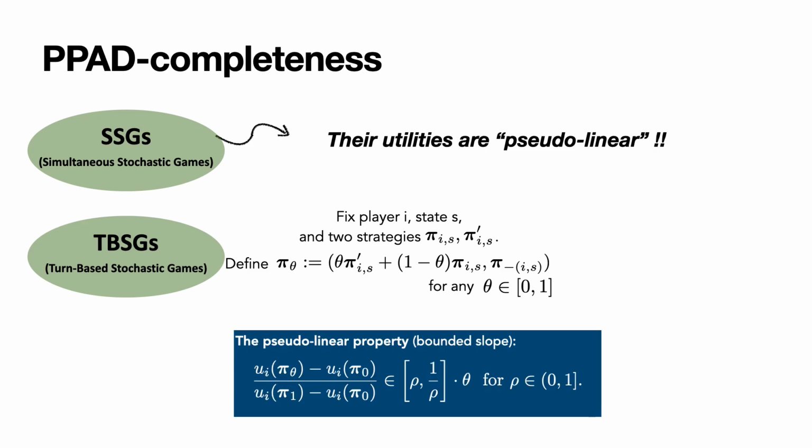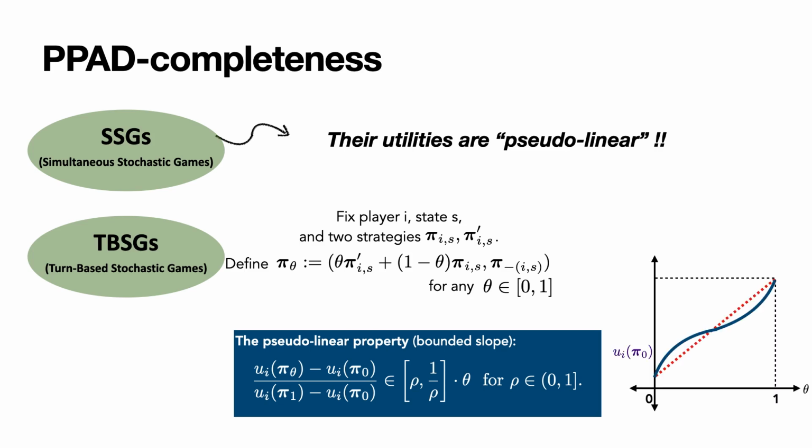The pseudolinear property essentially says that the slope of the utility function of player i between any points pi_theta and pi_0 is close to the slope defined by pi_1 and pi_0 by a multiplicative factor of rho. As an illustration, suppose we have the utility at pi_0 and pi_1 as in the figure. We could connect them by a linear function, and we show u_i(pi_theta) will not have a slope too different compared with the slope of this linear function, for any theta between 0 and 1.